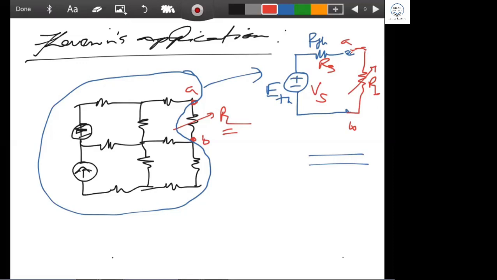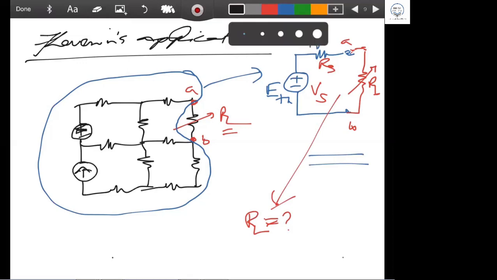So what can we do? We can convert this complex circuit into a Thevenin circuit, and then ask, at what value of RL do we get maximum power? What value of RL? Can you tell me? Today we have derived the equation: RS equals RL. That's what you have found. So RL will be equal to RS.